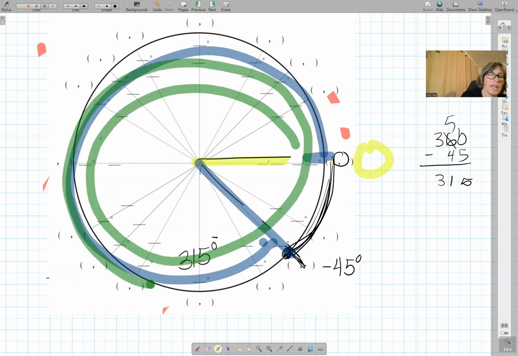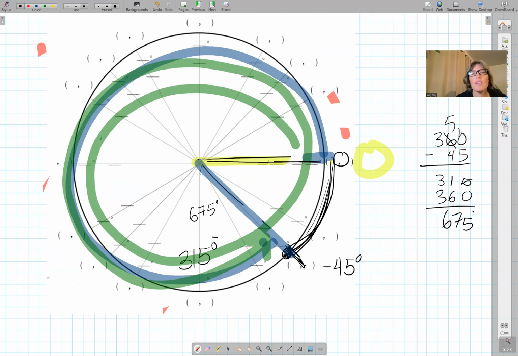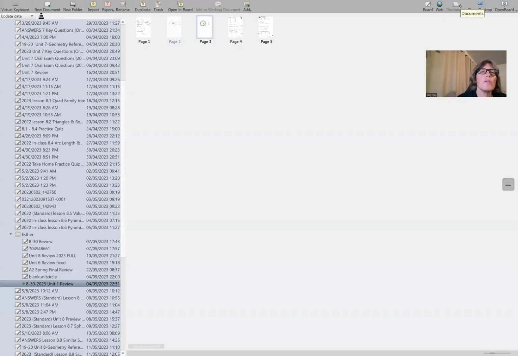And then if you do another one, you can simply go all the way around once and then just keep going again. Boom. That would still end at the same place. And you see, you just take 315, you add 360. So the angle 675 also ends at the same place. And then a negative angle, you simply go the other way around so that it ends at the same spot. So that's how you do that one.